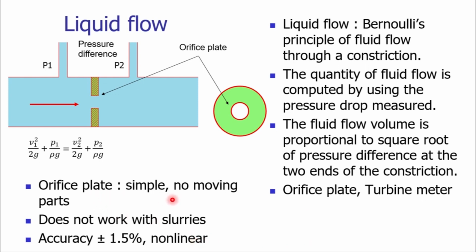The orifice plate is very simple and it does not have any moving parts. But the sensor is very non-linear and the accuracy is about plus or minus 1.5. An important limitation of the orifice plate is that it does not work with slurries. If the liquid has solid particles, the solid particles will get obstructed and they will settle in this region, and due to this there may be clogging of the fluid passage.